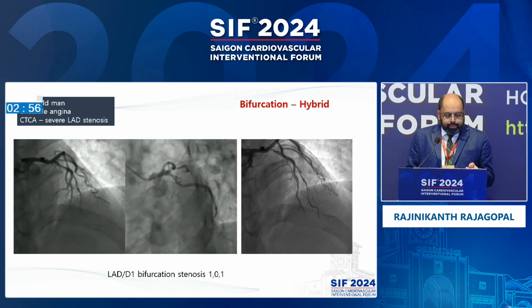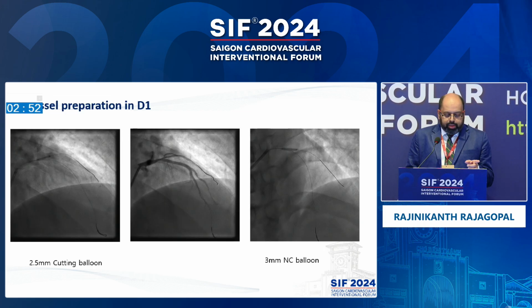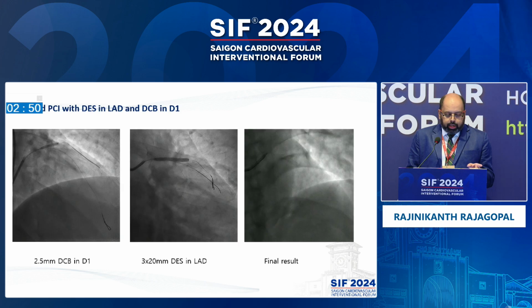And this is a chap with LAD D1 disease, where we did, after good vessel preparation with a cutting balloon in the diagonal, a DCB in the diagonal, and a stent in the LAD, with a good final result.